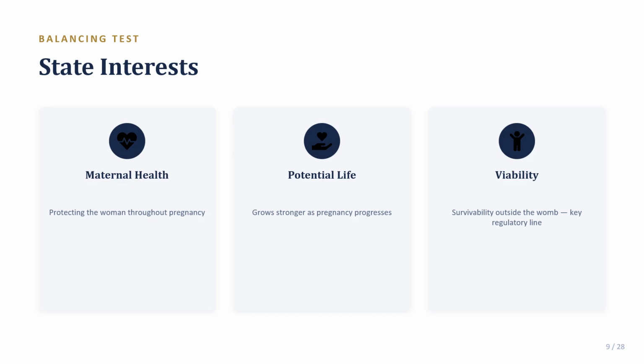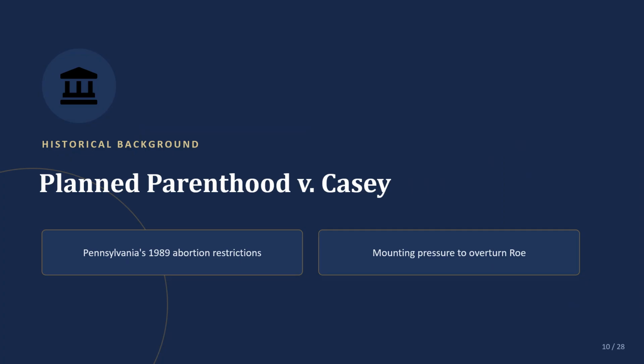And that case, 19 years later, would reshape, not eliminate, the right that Roe recognized. So now we set the stage for our second major case, which is Planned Parenthood versus Casey. We have two main facts that we're going to focus on, which is Pennsylvania's 1989 abortion restrictions and then the mounting pressure to overturn Roe entirely.